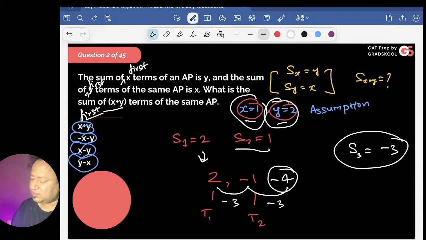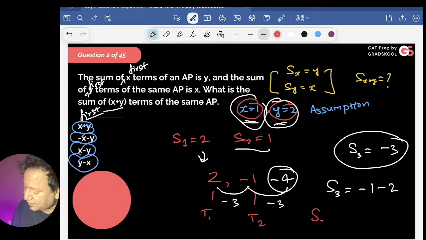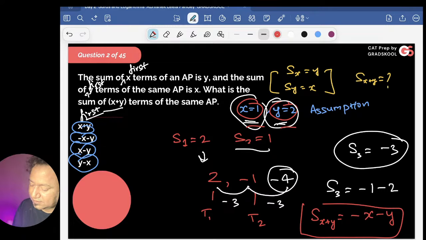What can I do so that I get x and y here back? I can just write S3 is equal to minus 1 minus 2. And now if I try to generalize this becomes S of x plus y terms is equal to minus x minus y. Is that right from my assumption? So option B is the correct one. How cool is that? Did you understand?